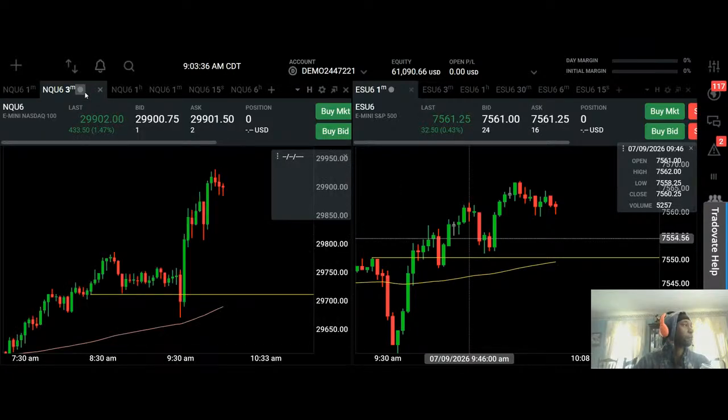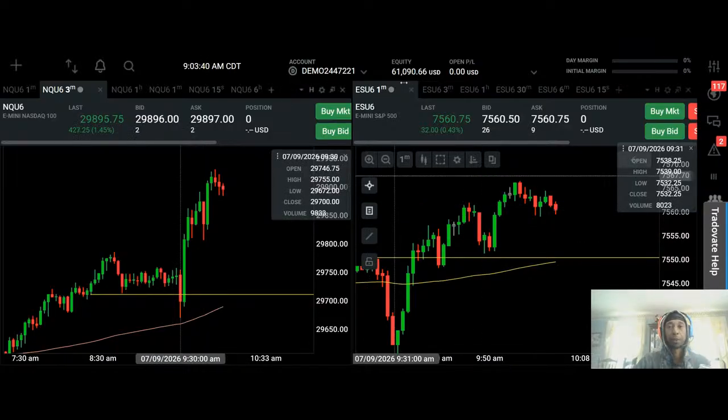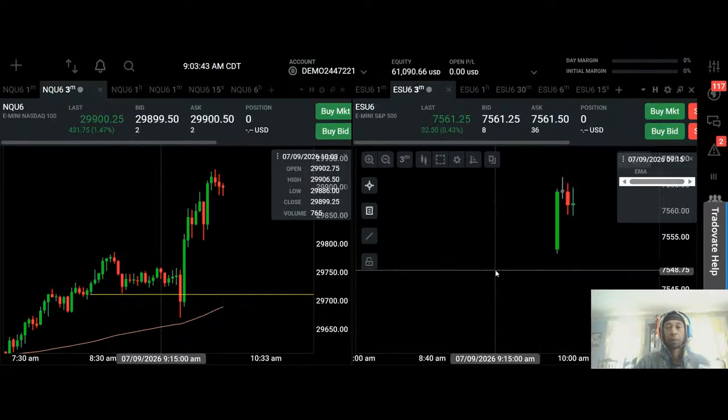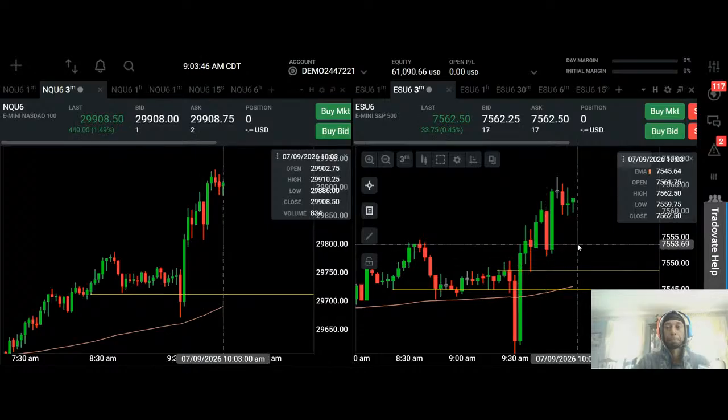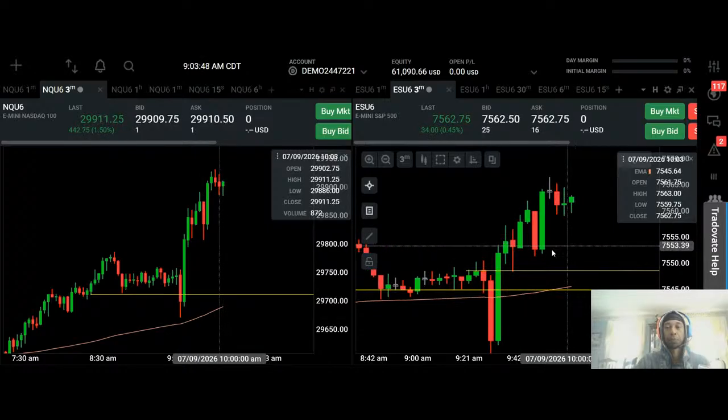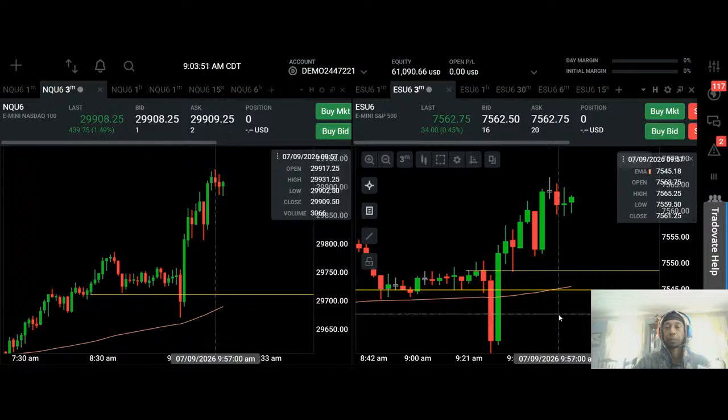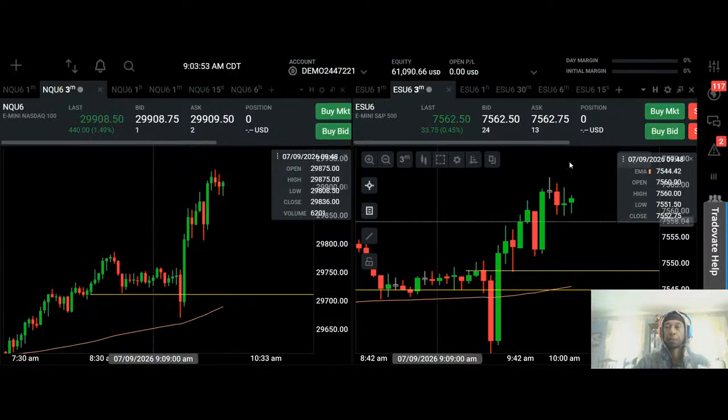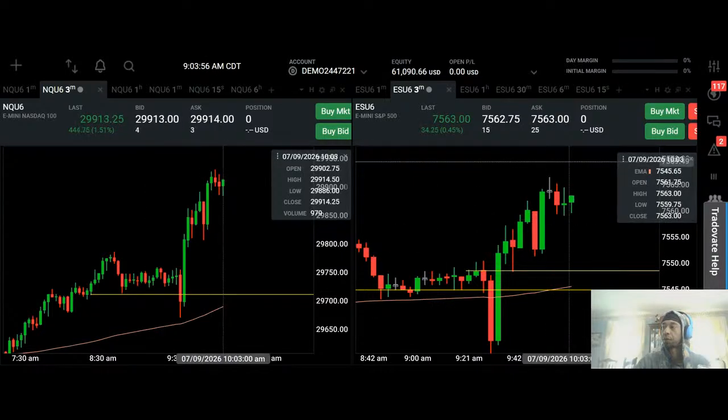Take a look at the 3 minute real quick. All right. I got nothing on the 3 minute. I got something on the 3 minute YM, but there's no PSP connected to it, so I can't use it. Can't use it. The 951 candle.